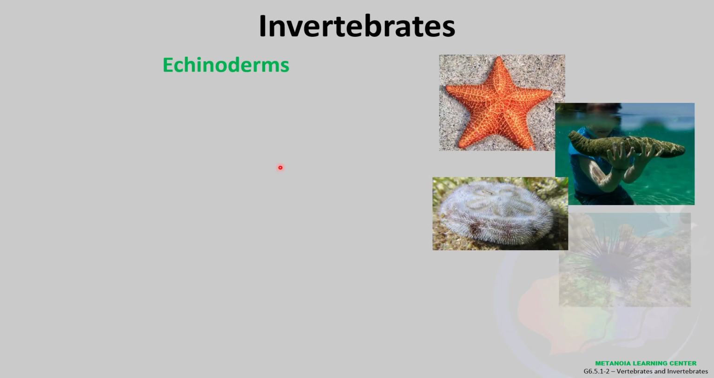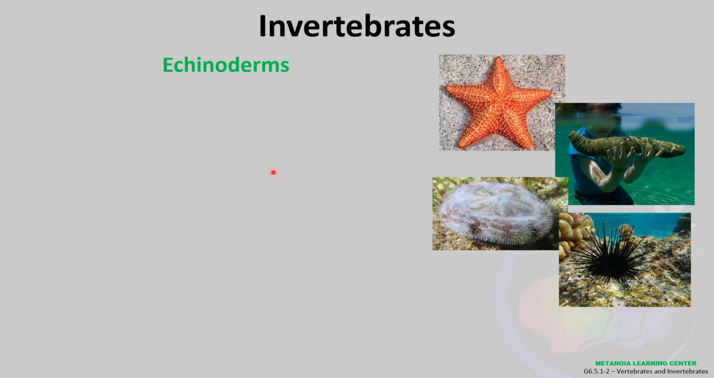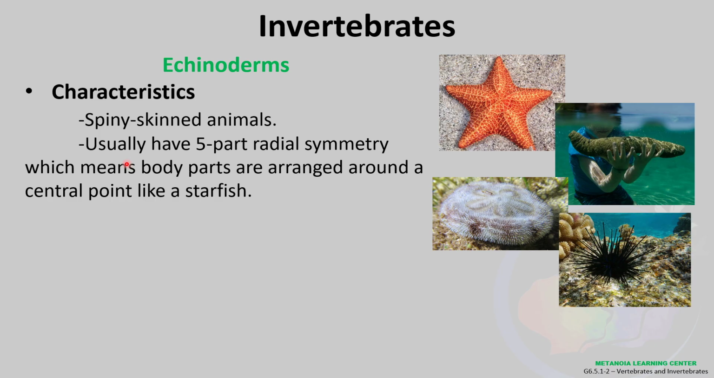So another type of invertebrate is the echinoderms. Characteristics: they are spiny skinned animals. Spiny. That hurts. Okay, usually they have 5-part radial symmetry, which means body parts are arranged around a central point like a starfish. So it is somehow described here as having this 5-part radial symmetry.